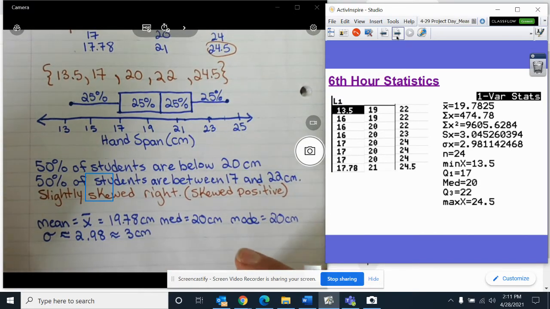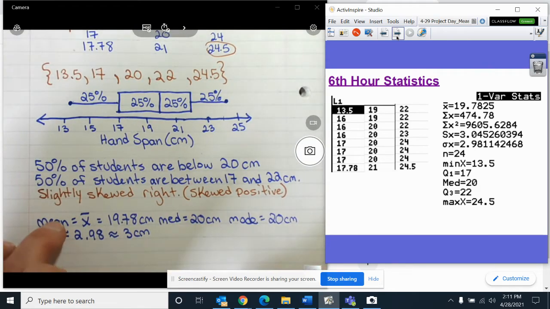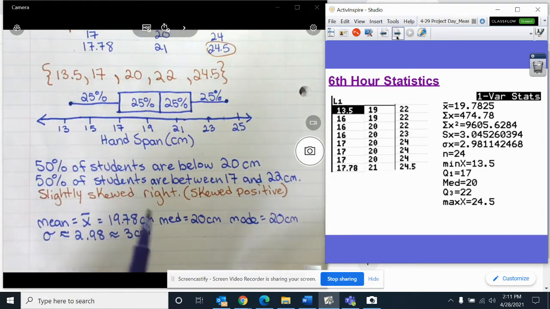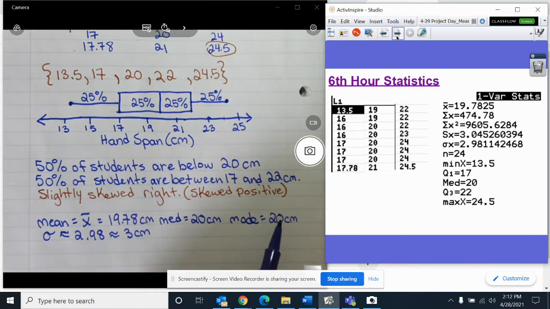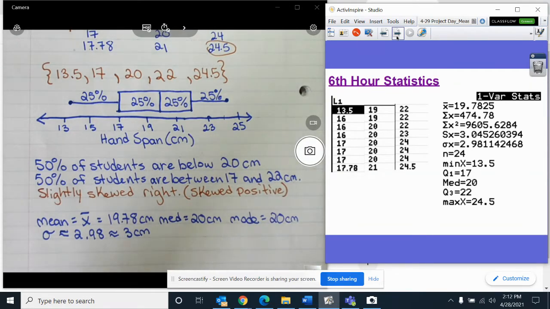Okay, I am going to go to a new page to talk about how we can use these two measures. And also, because the mean, the median, and the mode are all about 20, this tells us that our data is distributed normally.